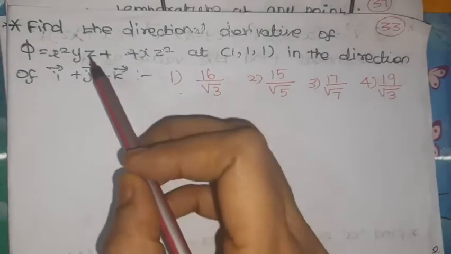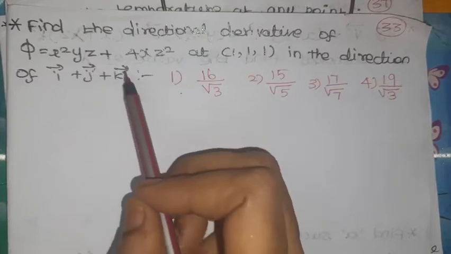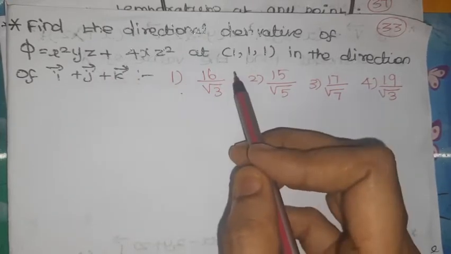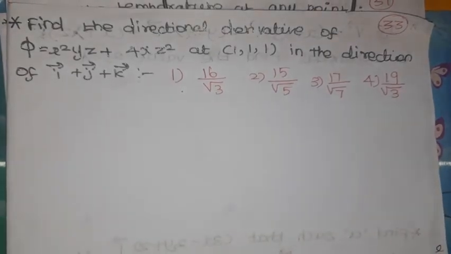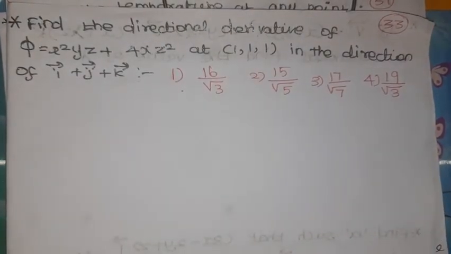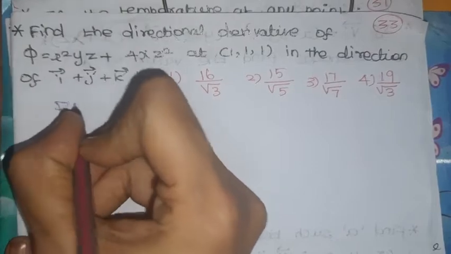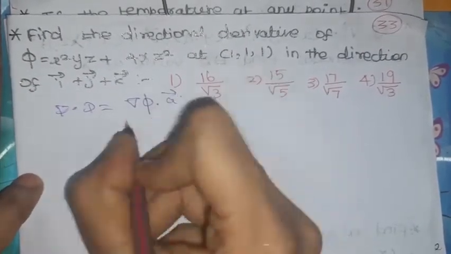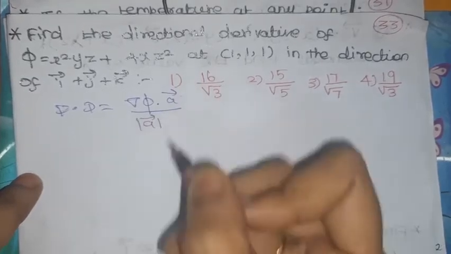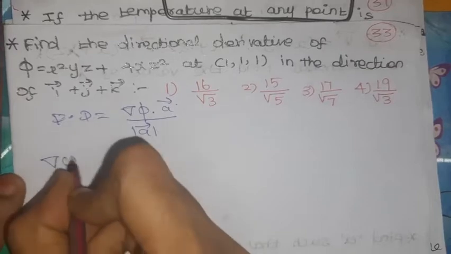First question: find the directional derivative of phi equal to x squared yz plus 4xz squared at the point (1, 1, 1) in the direction of i+j+k. So we are going to find the directional derivative for the given problem. What is the formula? Directional derivative equals del phi dot a vector divided by modulus of a vector. Phi is given, so we are going to find del phi.